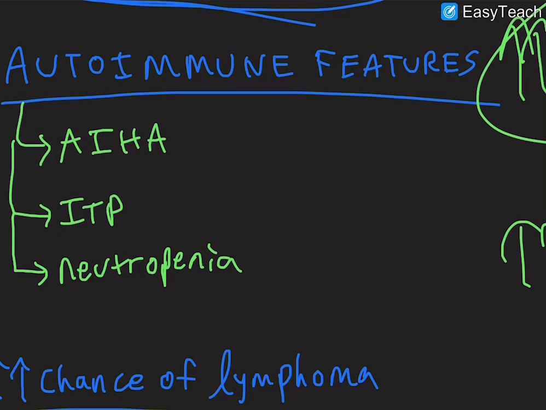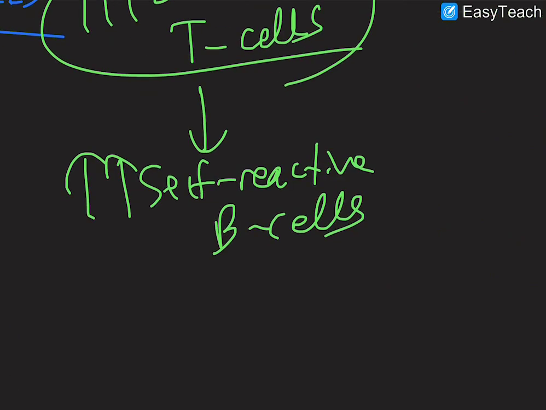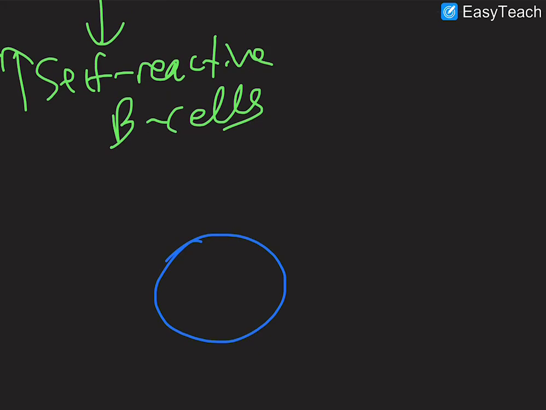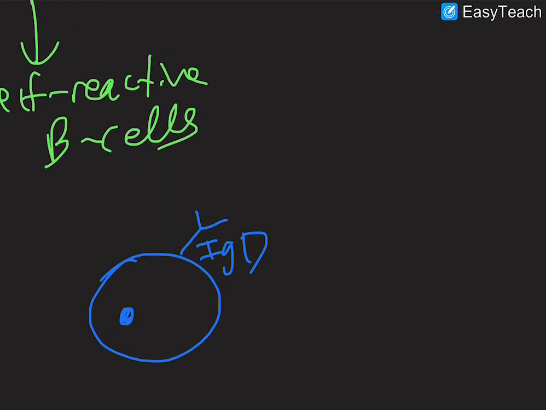So let's see how this works. Let's say you have a self-reactive B cell that also escaped central tolerance in the bone marrow. Remember, they have surface antibodies that act as B cell receptors. So let's say this is an IgD antibody, or immunoglobulin D, which is an antibody. And this is our BCR, B cell receptor.